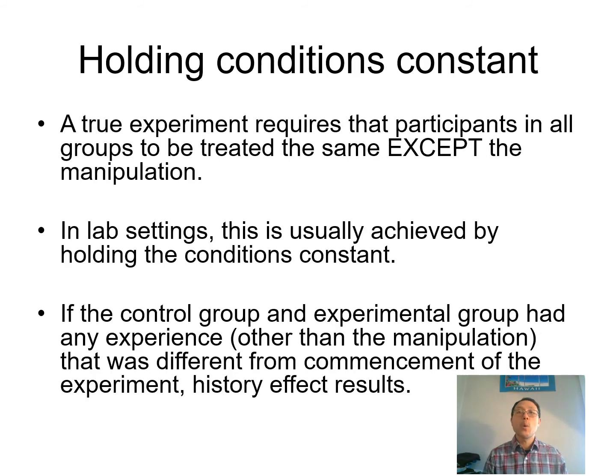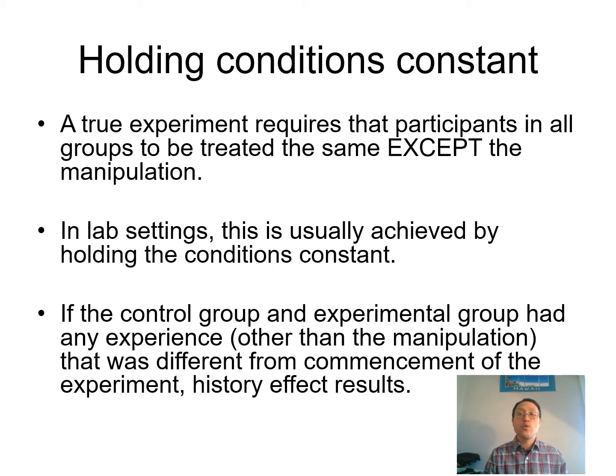Now let's talk about holding the conditions constant. This is basically that everything you did to the experimental group, you have to do to the control group. And if you have various forms of groups, let's say a positive control and all these other controls, you have to make sure that everything you did, except the manipulation, is exactly the same for all these different groups.